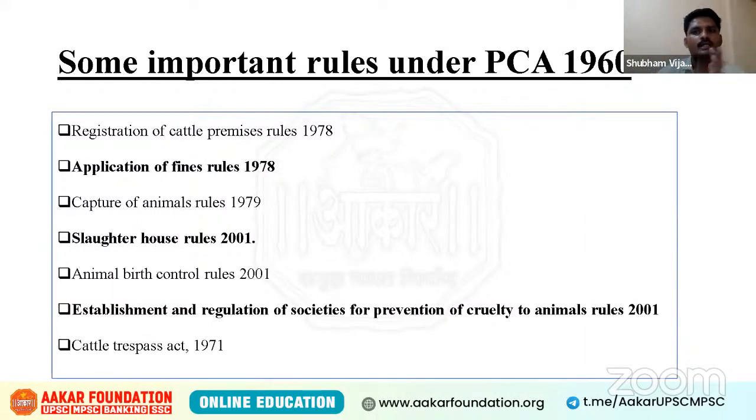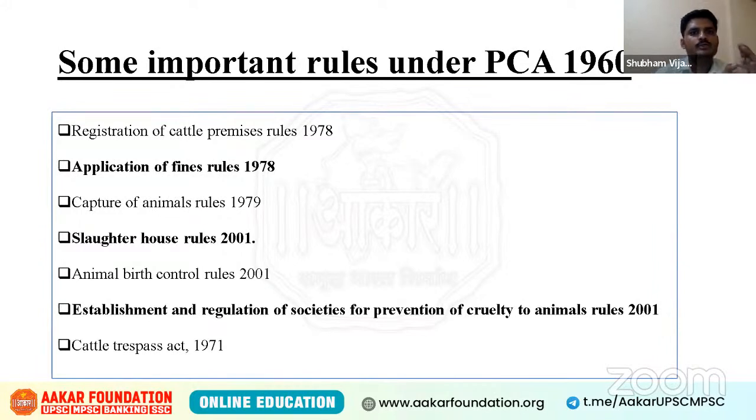Some important rules under this PCA Act 1960. We have taken these rules. I don't want to go over them again and again, so I will move to the next one.